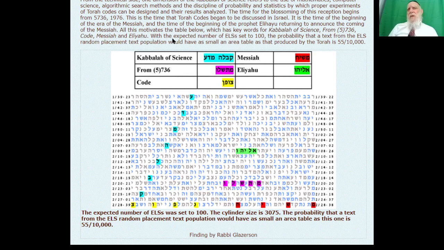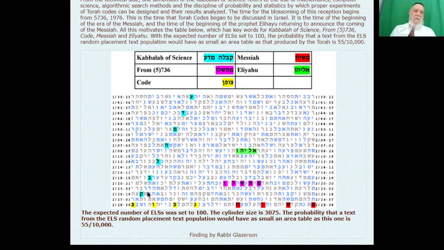With the expected number of ELS, the ELS is equidistant letter sequence, set to 100. The probability that a text from the ELS random placement text population would have as small an area table as that produced by the Torah is 55 to 10,000, 5.5 per thousand. As we said, much more important is the contents, which are all definitely related.